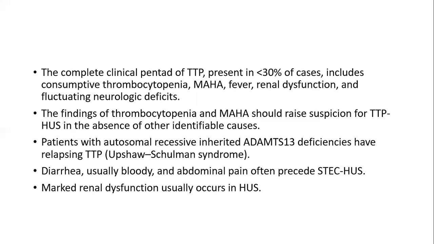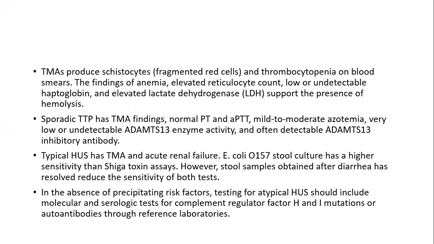And diarrhea, usually bloody diarrhea, and abdominal pain often precede HUS. And marked renal dysfunction usually occurs in HUS, so it can help in differentiating between HUS and TTP. Then in TTP and HUS, in peripheral smear, we can see fragmented RBCs, schistocytes, and thrombocytopenia. And other findings like anemia, elevated LDH, elevated reticulocyte count, and low or undetectable haptoglobin. These are evidence of hemolysis.